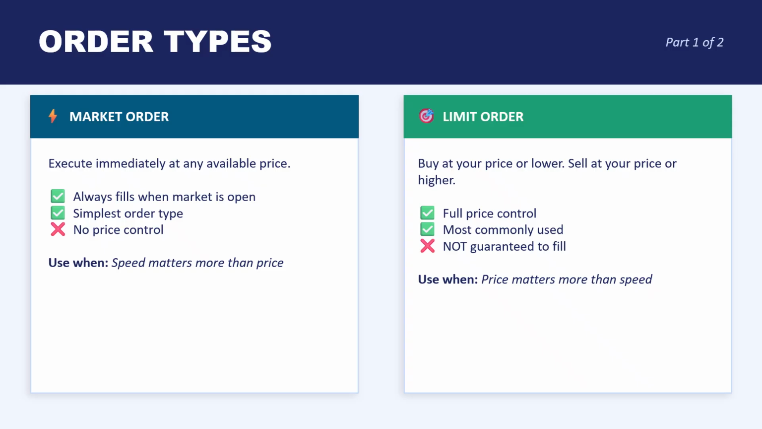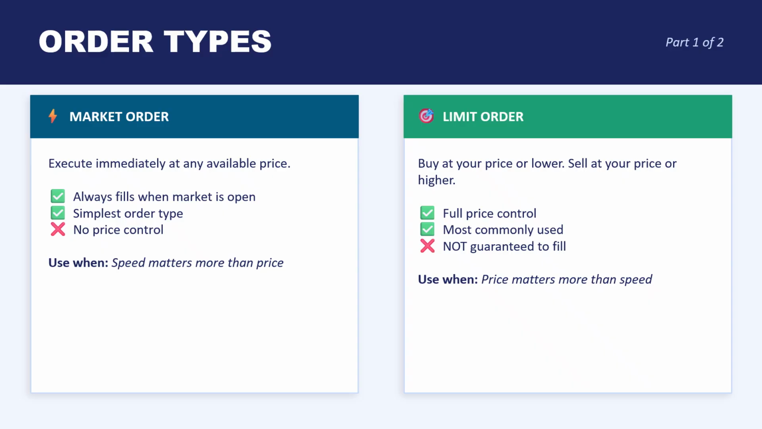The next order type is the limit order. Now you can buy at your price or lower, sell at your price or higher. And the reason is a limit order really gives you full price control. It's most commonly used, but the caveat here is you cannot guarantee that it's going to get filled. So what's more important on a limit order is that the price matters more than speed.